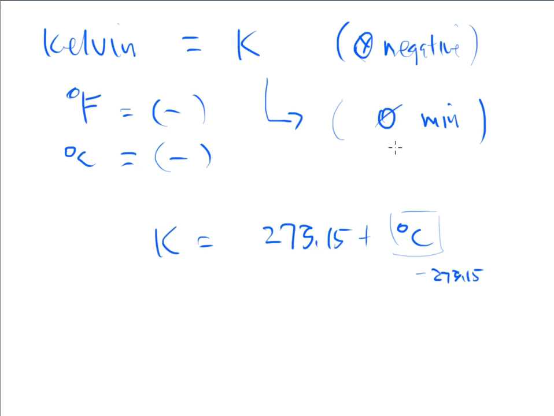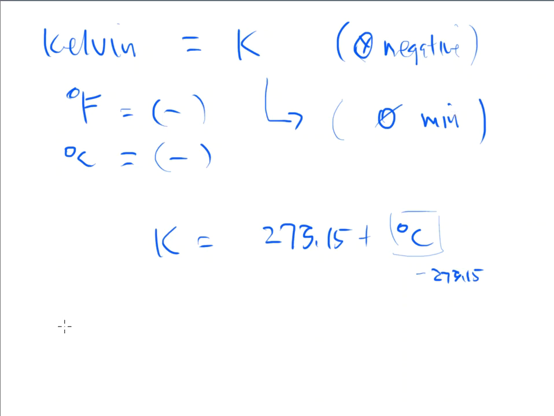And 0 is the complete minimum. You cannot go lower than 0 on the Kelvin scale. That is the absolute lowest you can go temperature-wise. No negatives at all, period. And that's good for calculations in the scientific community. So that's why we add 273.15.